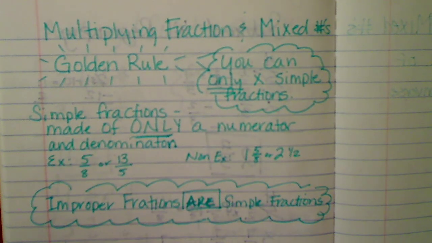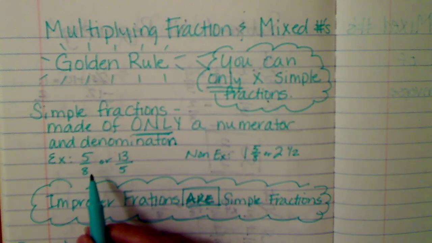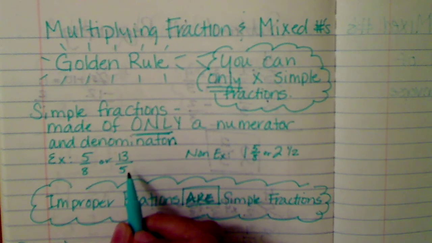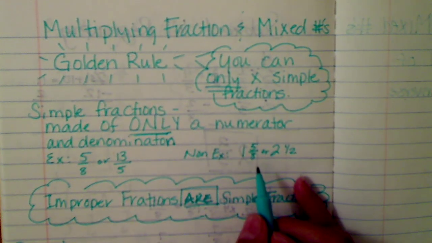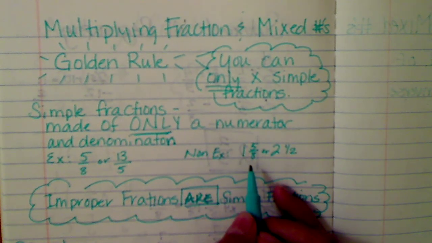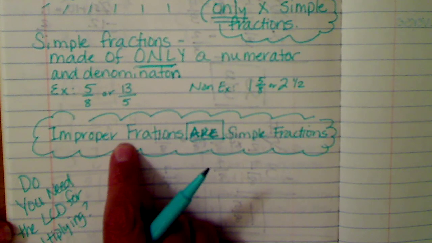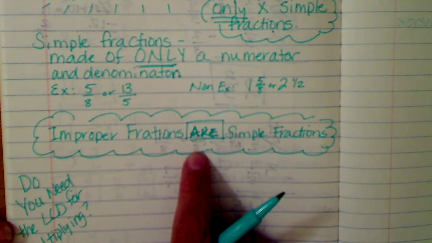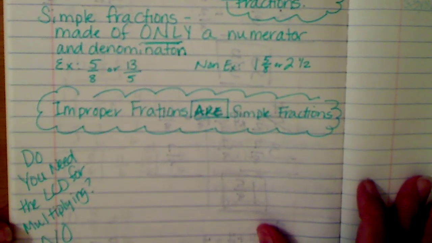So for example, 5/8 would be a simple fraction because it's only a numerator and a denominator. Or 13/5 would also be a simple fraction. A non-example of a simple fraction would be 1 5/8 or 2.5 because there's both a fraction and a whole number. Are improper fractions simple fractions? They absolutely are. So we need to use only simple fractions when we're multiplying fractions and mixed numbers.